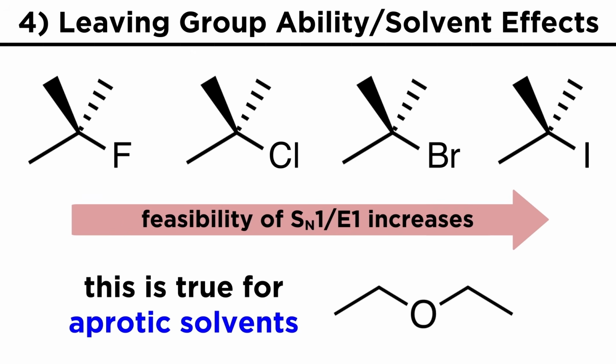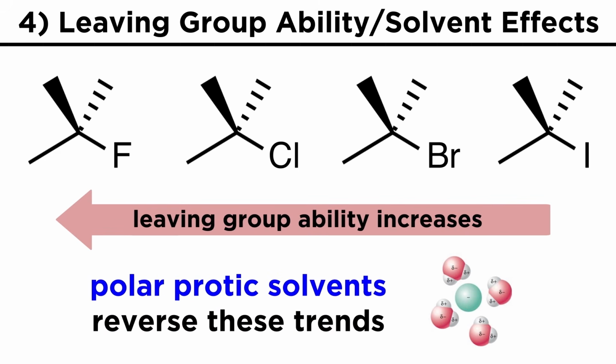We should point out that this is the case in aprotic solvents, where the halide ion can't participate in hydrogen bonds, whereas in polar protic solvents, the leaving group ability trend will reverse, since smaller ions will spend more time interacting with protons in solution, which stabilizes them.